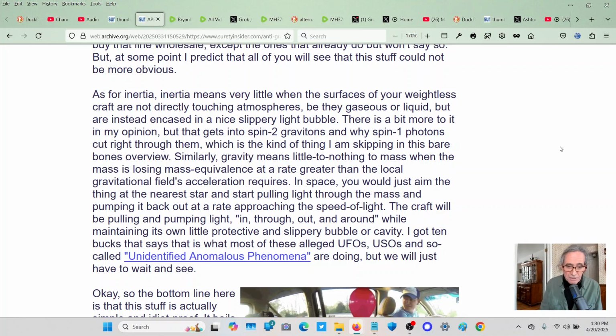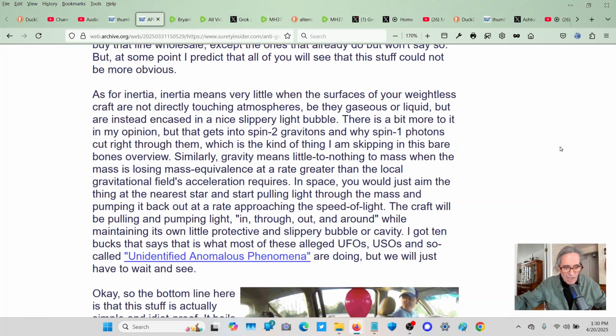Similarly, gravity means little to nothing to mass when the mass is losing mass equivalence at a rate greater than the local gravitational field's acceleration requires. In space, you would just aim the thing at the nearest star and start pulling light through the mass and pumping it back out at a rate approaching the speed of light. The craft will be pulling and pumping light in, through, out, and around, while maintaining its own little protective and slippery bubble or cavity.